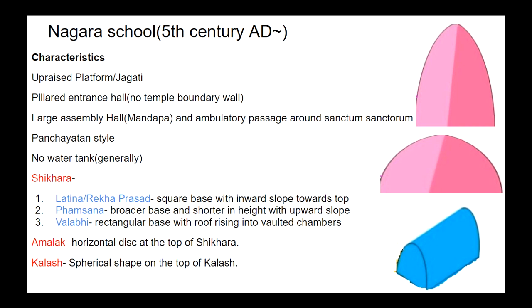Then Vallabhi. In Vallabhi, there is a rectangular base with roof rising into a vaulted chamber. So you can see the bottom figure. This one was Vallabhi Sikhar. And on the Sikhar, there is Amalaka, a horizontal disc at the top of the Sikhar. And at the top of Amalaka, we find a spherical structure that is known as Kalasha.